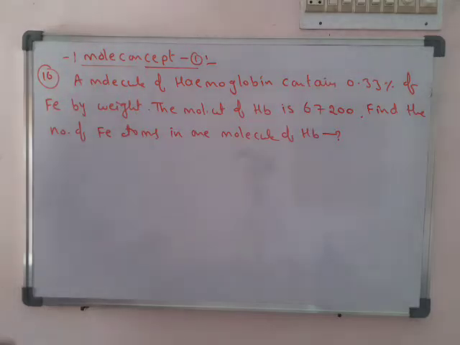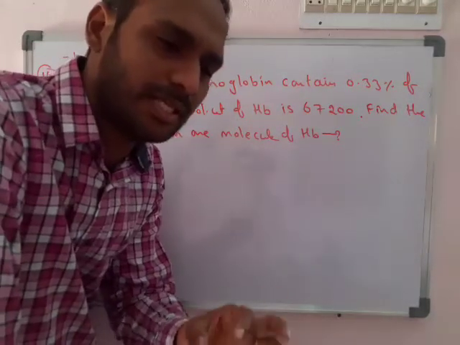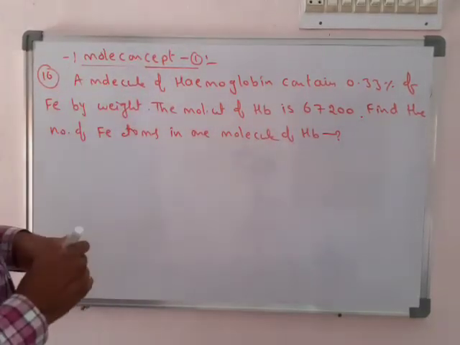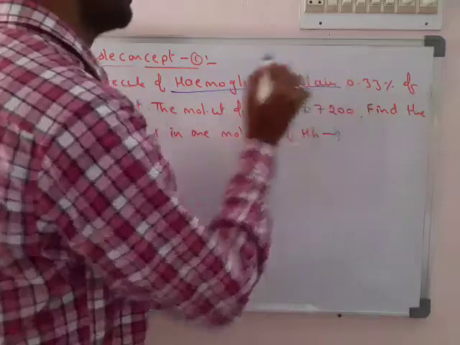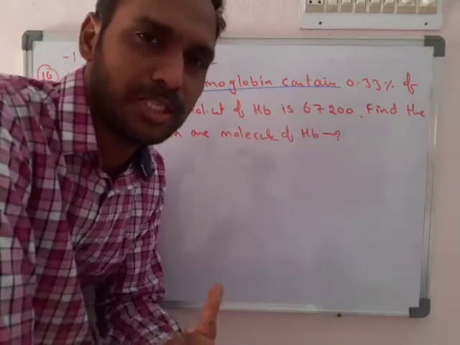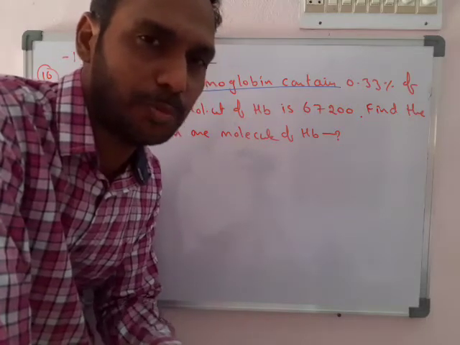Okay, so here it is a normal problem. మనకి ఏ కాన్సెప్ట్ అవసరం లేదు, ఇక్కడ జనరల్ క్యాలిక్యులేషన్స్ చేయొచ్చు. సో ఇక్కడ a molecule of hemoglobin contains iron. So hemoglobin, we know where hemoglobin is present in our body. In blood, hemoglobin is present.